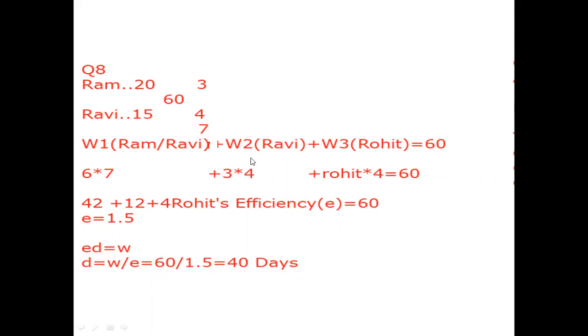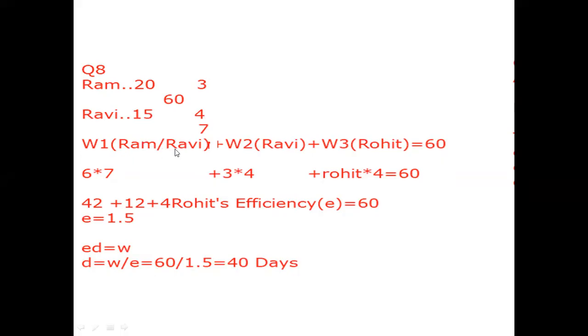So total work 60 is equal to work done by Ram and Ravi for 6 days, plus, instead of Ravi, it should be Ram because Ravi has left after 6 days and has been replaced by Rohit. So work done by Ram for the next 4 days, and then work done by Rohit for the next 4 days. That is equal to 60.